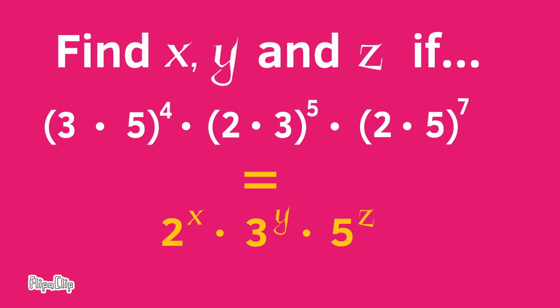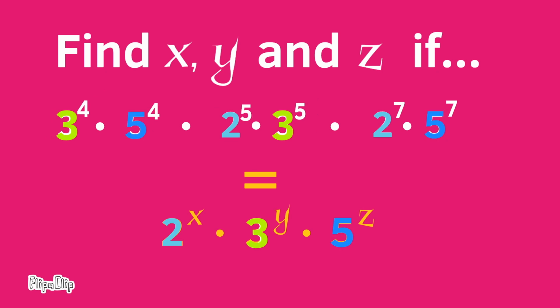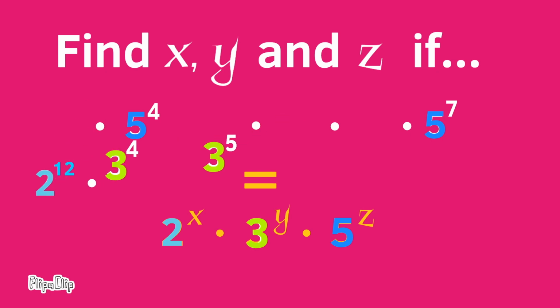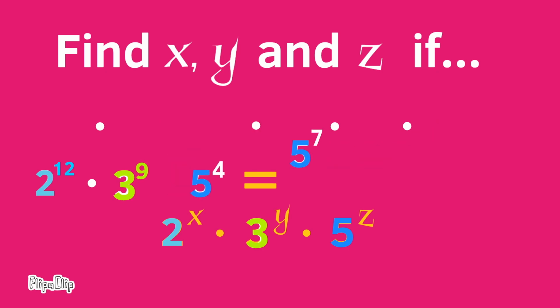Let's solve this a different way. First, let's use the distributive property and bring the exponents to all the base numbers inside the parentheses. Then we can combine the like terms. 2 to the power of 5 times 2 to the power of 7 equals 2 to the power of 12. 3 to the 4th power times 3 to the 5th power is 3 to the 9th power. 5 to the 4th power times 5 to the 7th power is 5 to the 11th power.